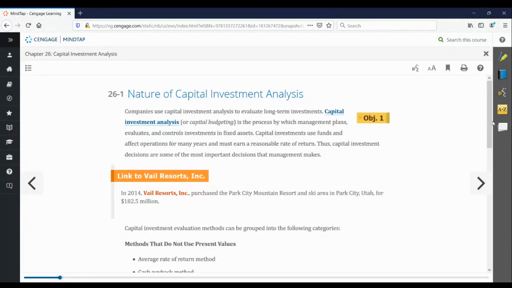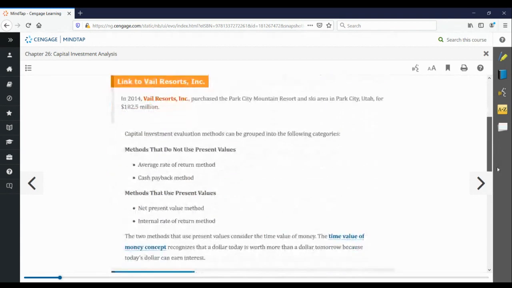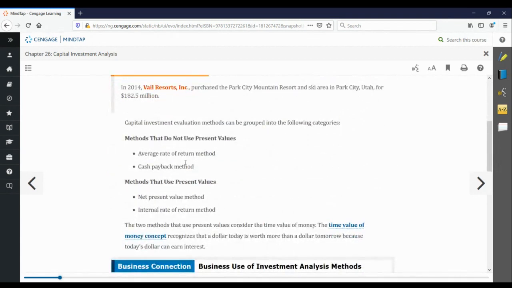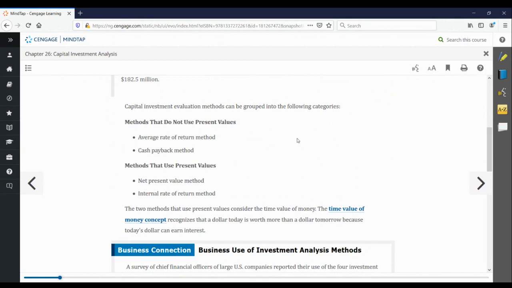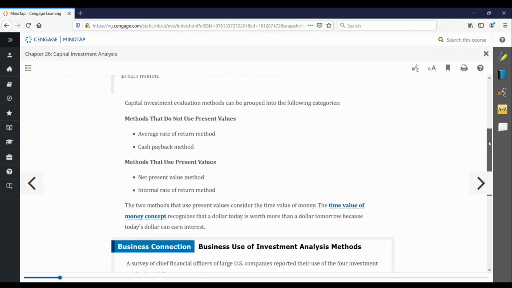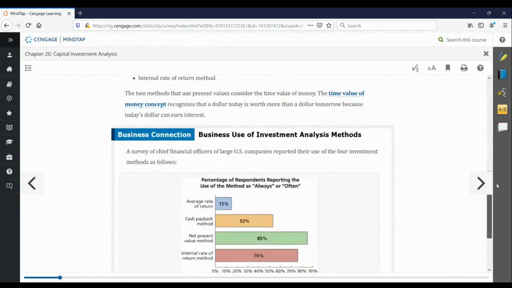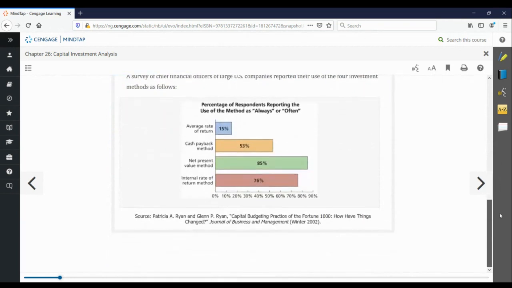One of the methods that we're going to use for evaluation purposes is going to be what we call the average rate of return method. The second one that we're going to look at today is the cash payback method. And the other 2 I'm going to put off until a later class meeting to talk to you about. These first 2 are rather simple to do, and so I'd like to look at those first if we can.